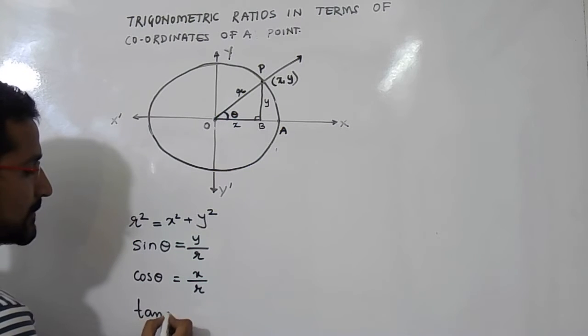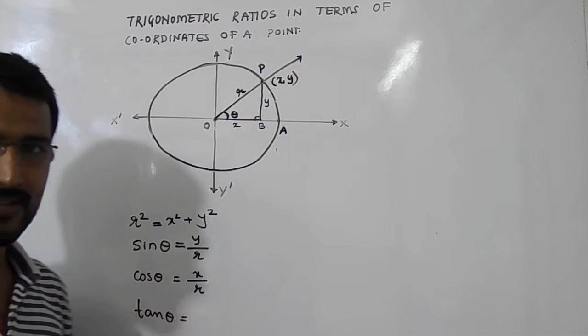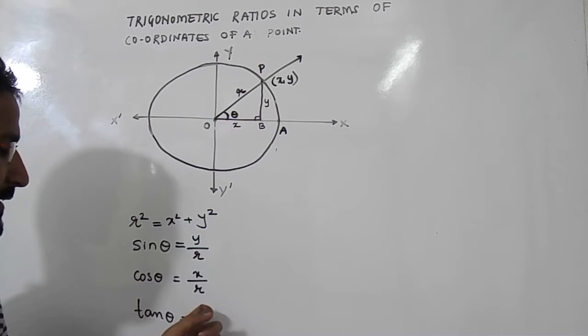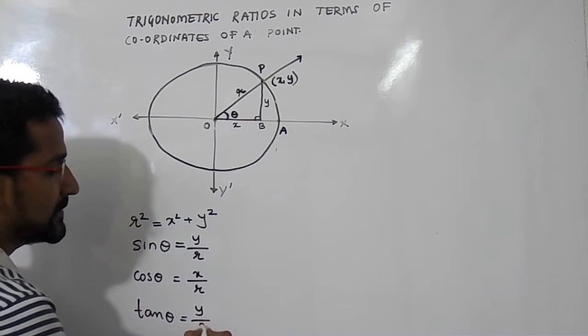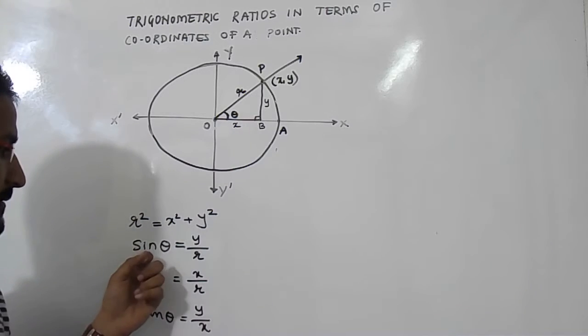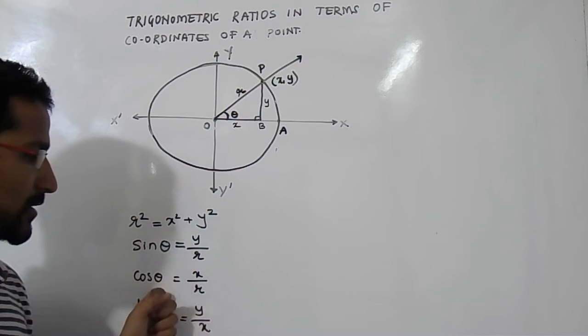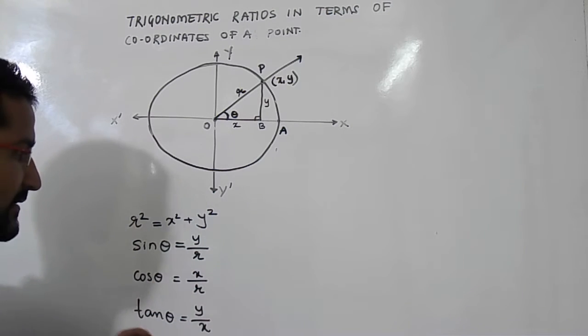Now tan theta, as we have already studied, is nothing but sin theta upon cos theta, or opposite upon adjacent. So what is opposite here? y, and adjacent is x. So we got the first three functions: sin theta is y by r, cos theta is x by r, and tan theta is y by x.